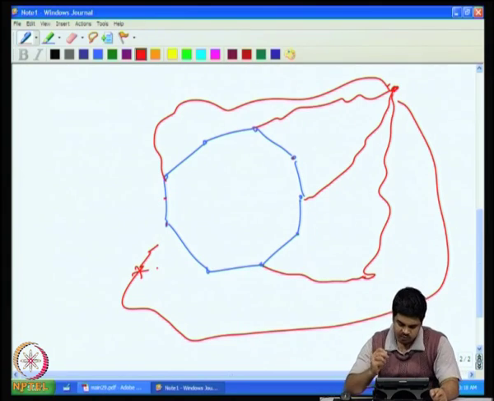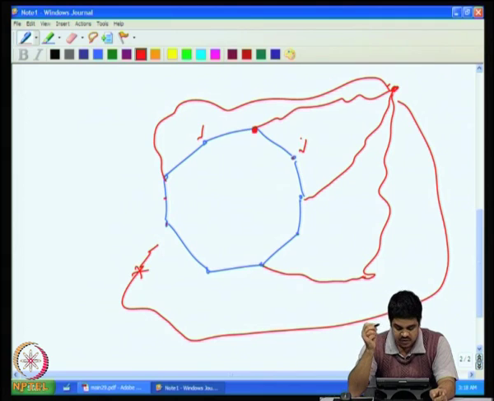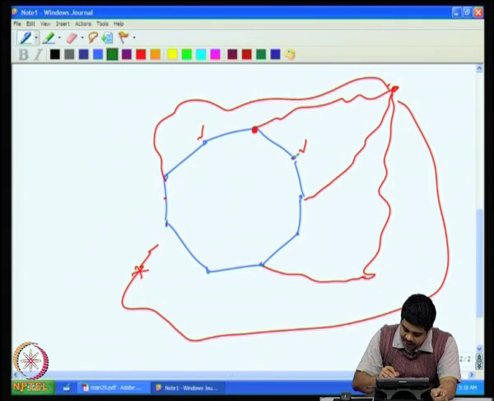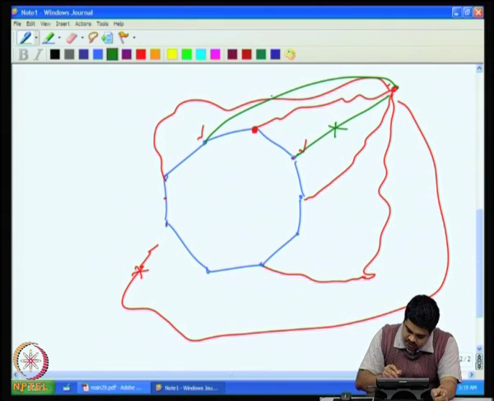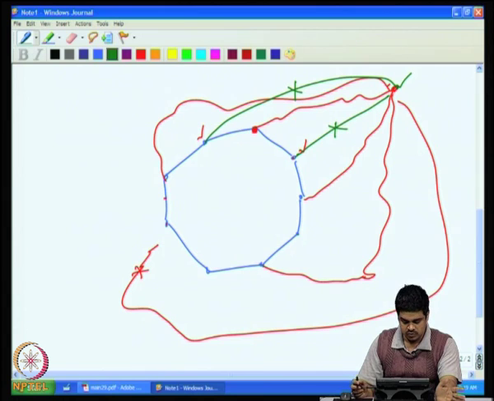So the point is, if a node here is the end vertex of a fan path, then the vertices adjacent to it cannot be end vertices of a fan path. Moreover, they cannot be directly connected either. So these edges cannot be there at all. For instance, this kind of edges cannot be there. They are not neighbors of this vertex. It means they cannot be neighbors of it, because if there is an edge between them, there would be a fan path.